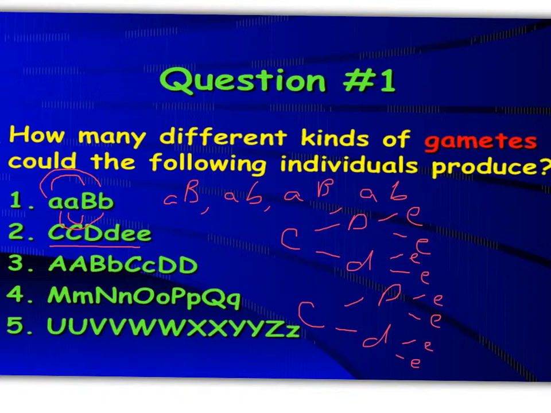And we'll notice that some of these are repeats. So we're going to ignore the repeats. That means that this right here will be ignored because it's a repeat of above. And that means this one right here will be ignored because it is also a repeat. And this right here would be ignored because it's a repeat. So our gametes would be C, D, E, and C, D, little e.